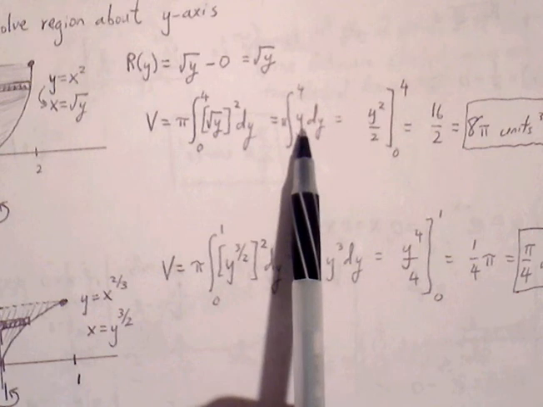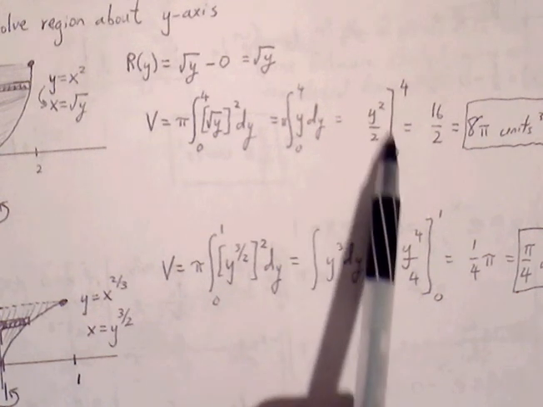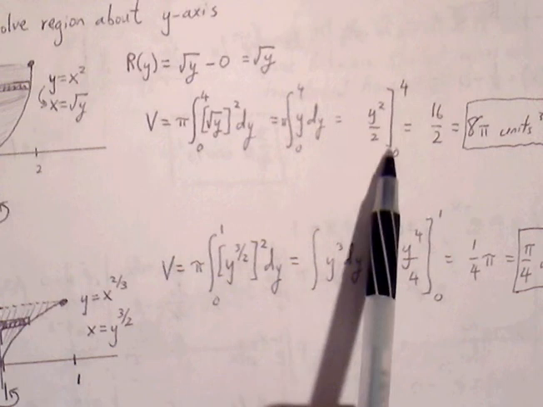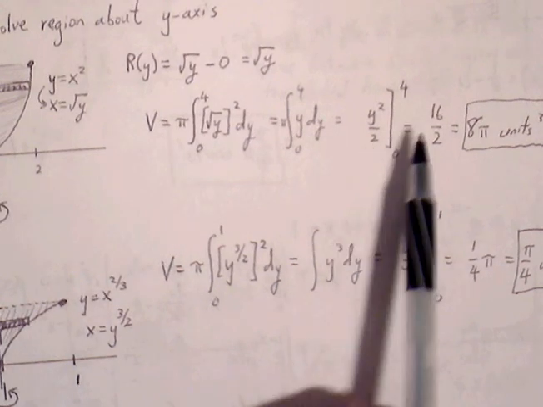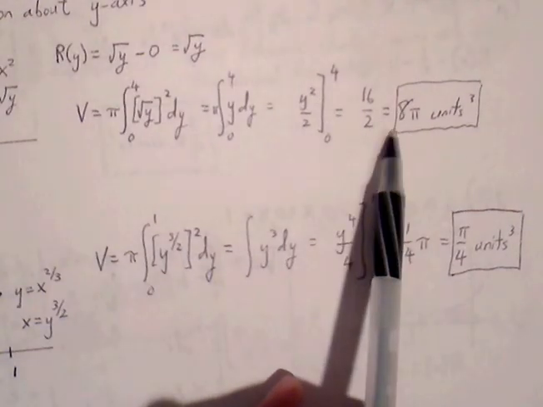So a power rule from here, we get y squared over 2, plug in upper bound and lower bound. So plug in 4, we get 16 over 2, which is 8, minus 0. So we get 8 pi cubic units.